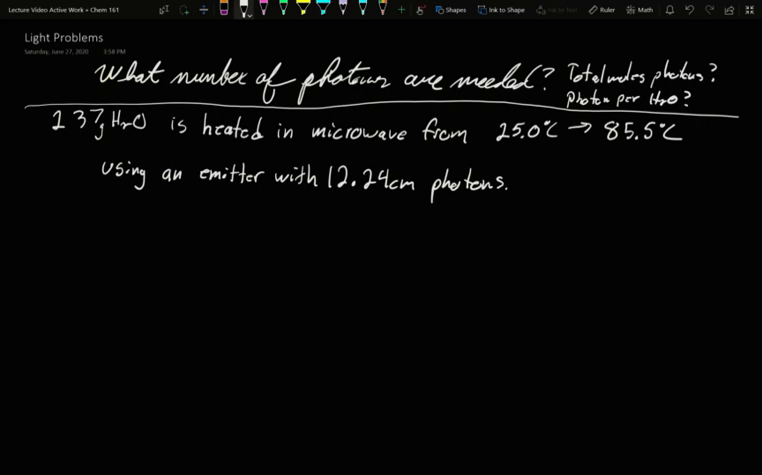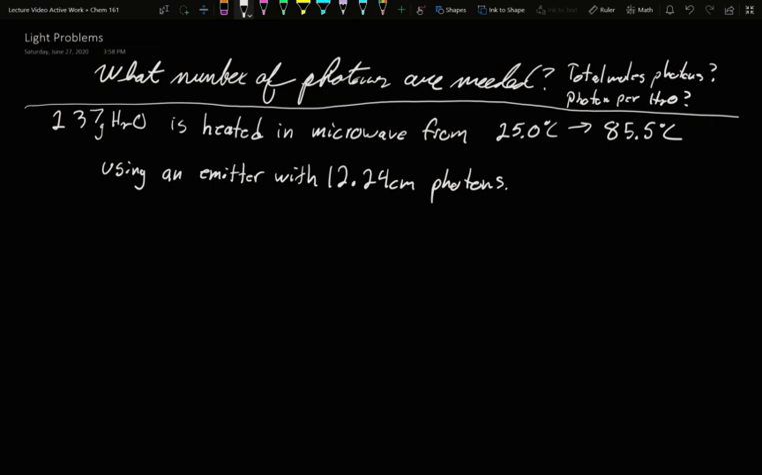For this problem, we're going to solve the number of photons that are needed. What are we doing with them? Well, I have some water, about 1/4 of a liter, so a nice cup of coffee or cocoa or something that I'm heating in my microwave. It starts at 25 Celsius and I'm bringing it up to 85.5. And my microwave has an IR emitter with photons length of 12.24 centimeters.